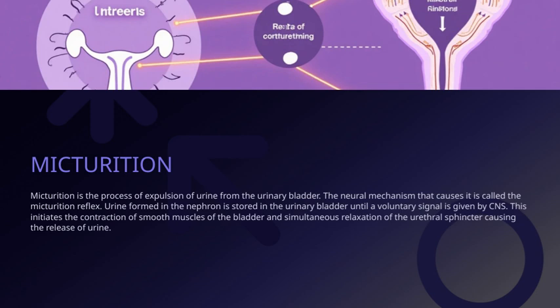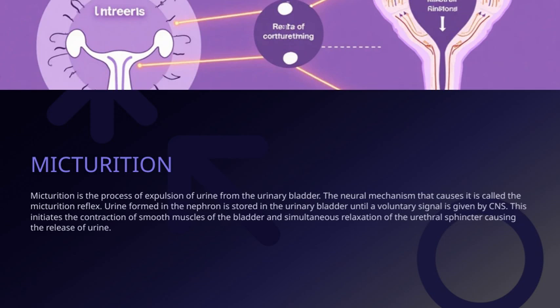When we decide to urinate, our central nervous system sends a voluntary signal that triggers a series of events. First, the smooth muscles of the bladder contract, helping to push the urine out. At the same time, the urethral sphincter, which normally keeps urine in, relaxes. This coordinated action allows urine to be released smoothly and efficiently.